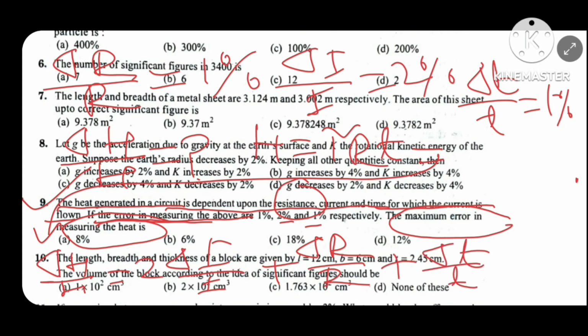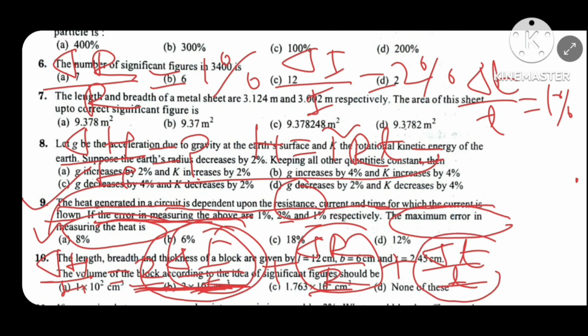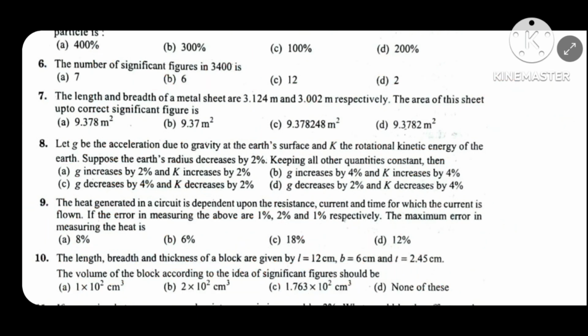Now look at this, delta I by I is 2%. So here 2 into 2% is 4%. Delta R is 1%, delta T is 1%. So look at this, here 4%, 1%, 1%. So 6% is the answer. Look at this, B has the option 6%. Therefore B is the correct option. Okay, understood? Now next, question number 10.